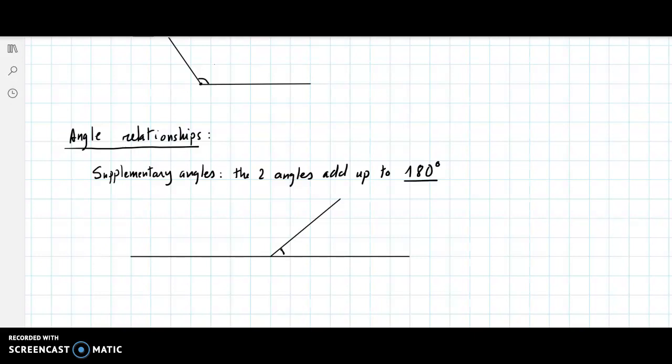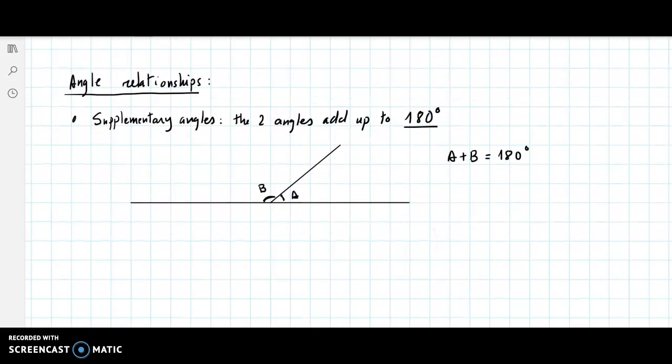So at the right side we have an acute angle because it has less than 90 degrees. We are going to call it A. And at the left side, we have another angle that is obtuse because it has more than 90 degrees. Then we are going to call it B. So together they add up to 180 degrees. So A plus B is 180 degrees. Okay, so this is the first relationship between angles.